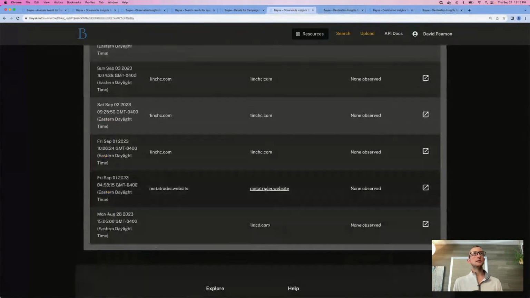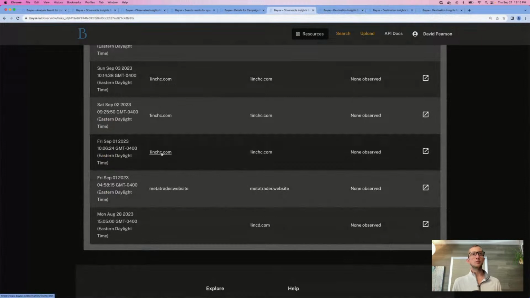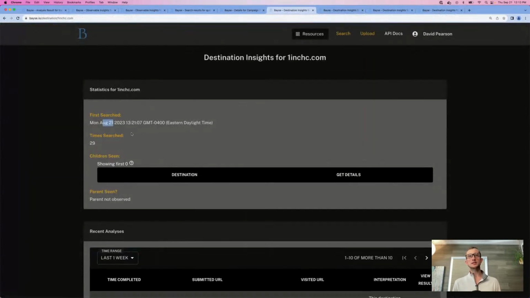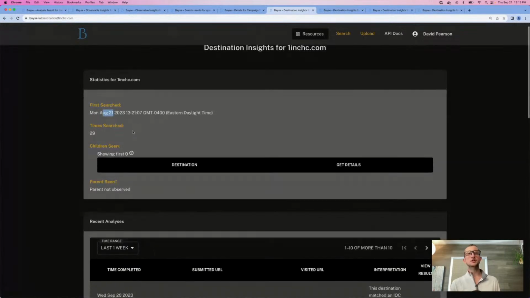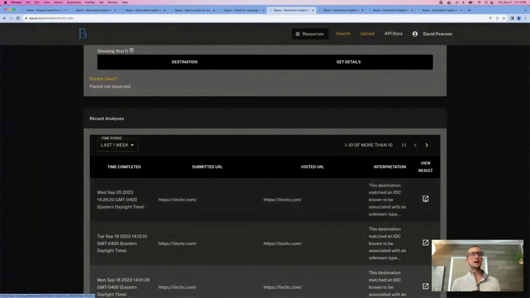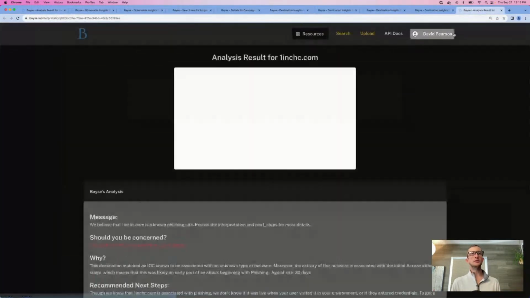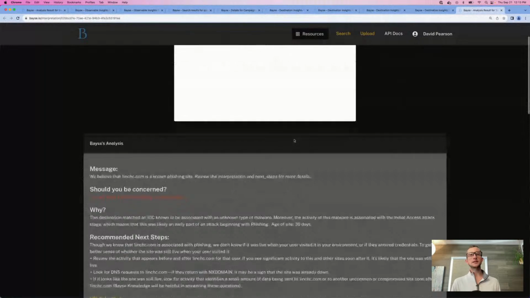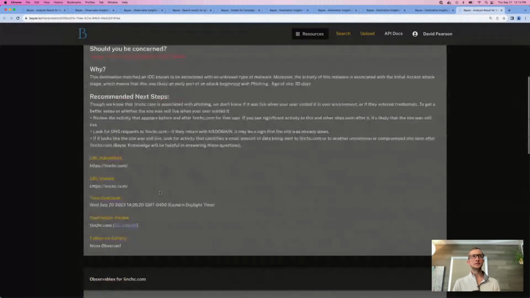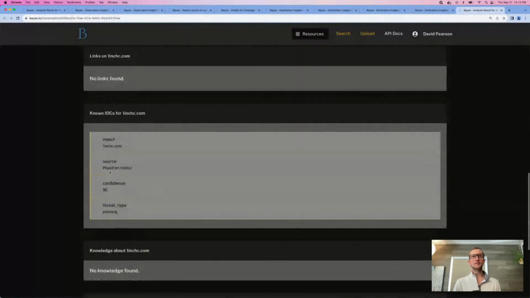And then let's finally check the 1inchc.com. That one goes all the way back to August 21st. At least that was the first time somebody searched for that in our platform. And you can see now, I don't even know if the site's live anymore. You can see that it matches. It's a known phishing site. It matches an indicator of compromise. I think this one actually comes from FishFort.